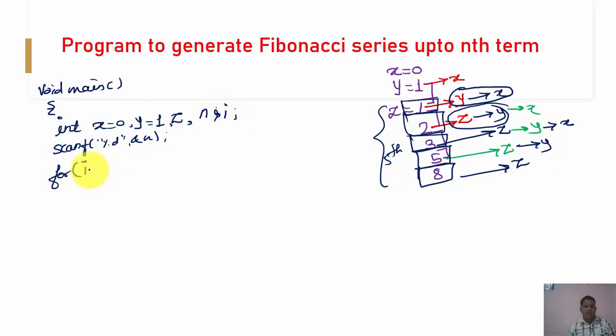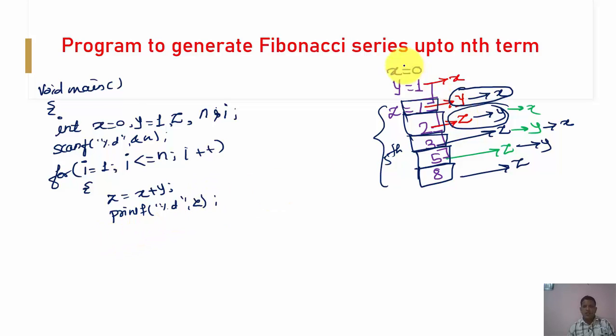So for i is equal to 1, i less than or equal to n, and now i plus plus, and go with this, z is equal to x plus y. Then simply print the result, so printf %d z, and then the value of x. It means I am performing this activity, that is x plus y, and now it is z.